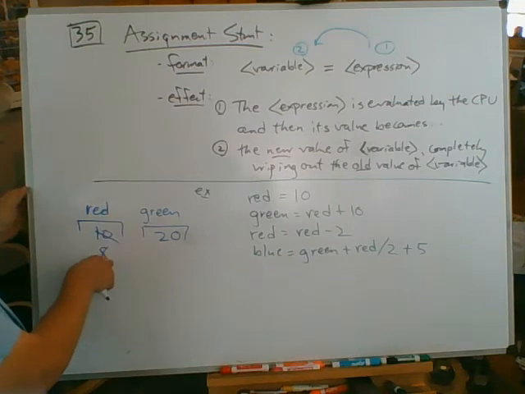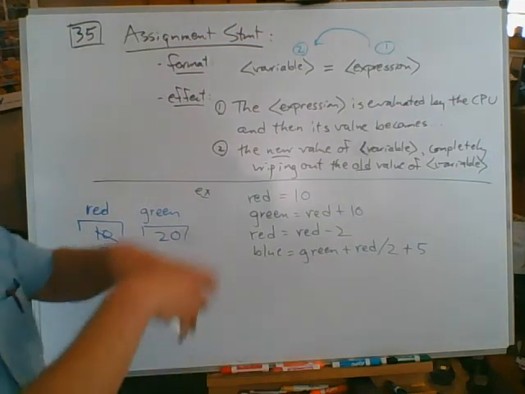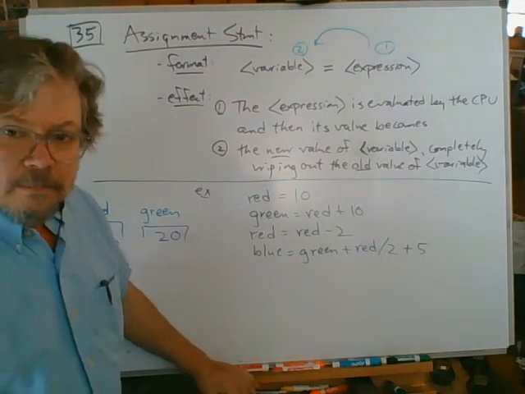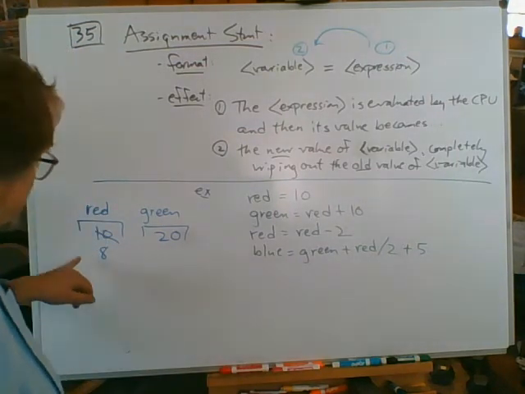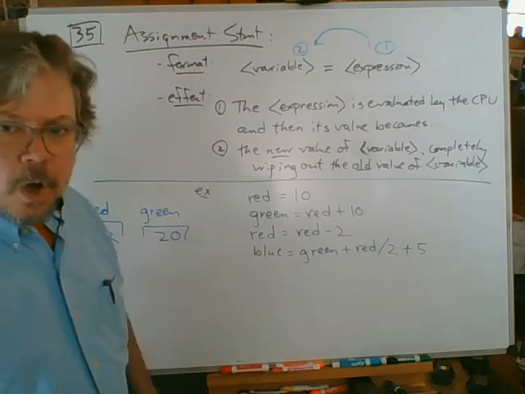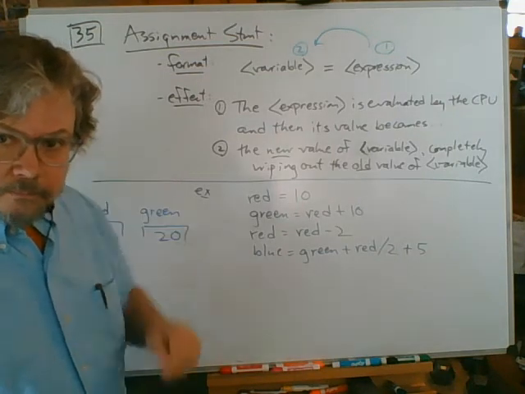Once we change the value of variable red to an 8, the 10 is gone forever. There's no way to get it back. There's no undo arrow. It says, I didn't mean to do that. Take me back to 10. It's too late. 10 is gone. 10 has left the building.